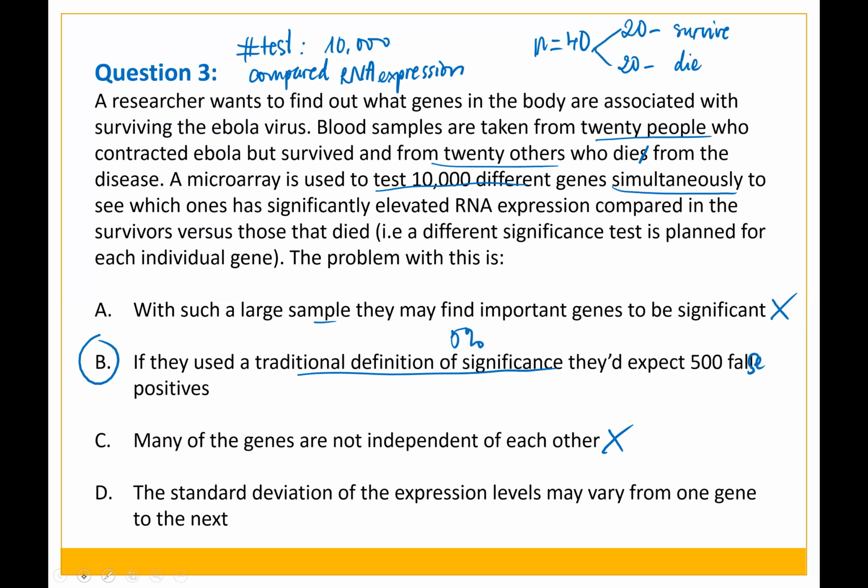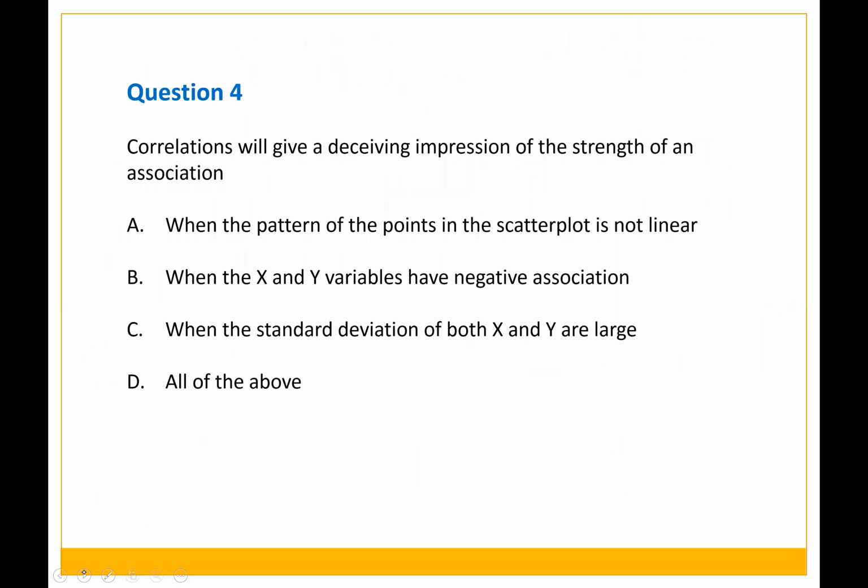And now the last one: the standard deviation of the expression level may vary from one gene to the next. Well, this is for sure, because each of the genes can have its own standard deviation and mean. But each of the tests is done independently, so it might not be a problem at all. It just makes our calculations a little more complicated. But now we have computers, and computation and automation make everything much easier and faster. And this is not a problem of this study, so D is also wrong. Now let's go to question 4.